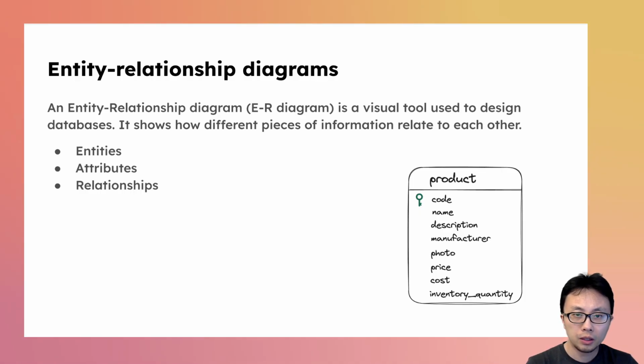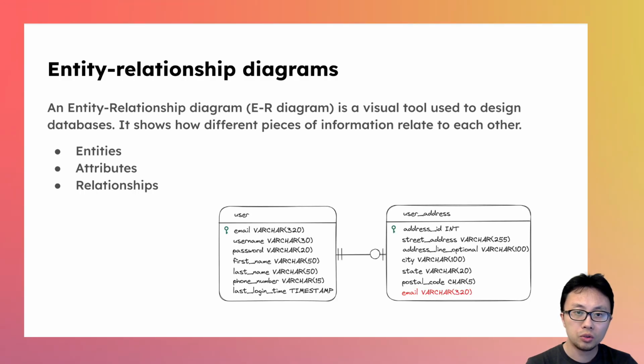Attributes have the specific details about each entity, like a customer's name, email, and phone number. Attributes are represented in the rectangular boxes of entities, as well as their corresponding data types. Relationships show how entities connect to each other, like customers place orders, or orders contain products. Relationships appear either as diamonds or lines connecting entities, depending on which notation you are using.